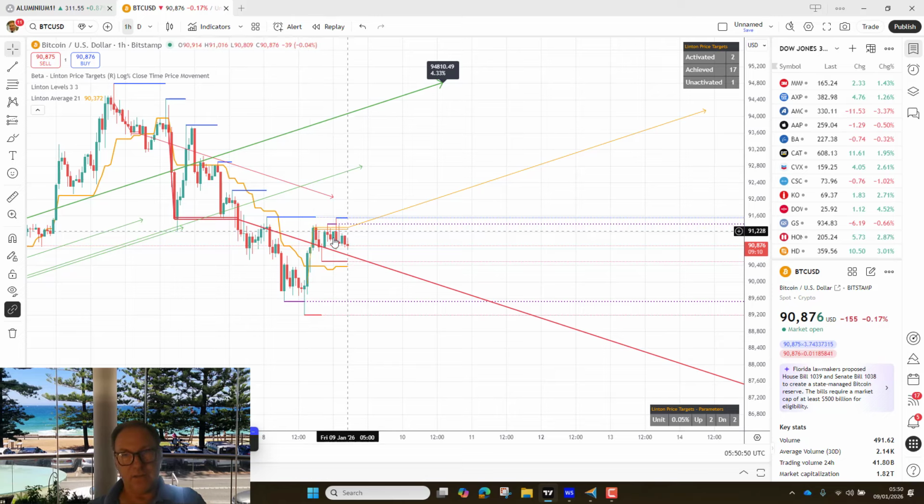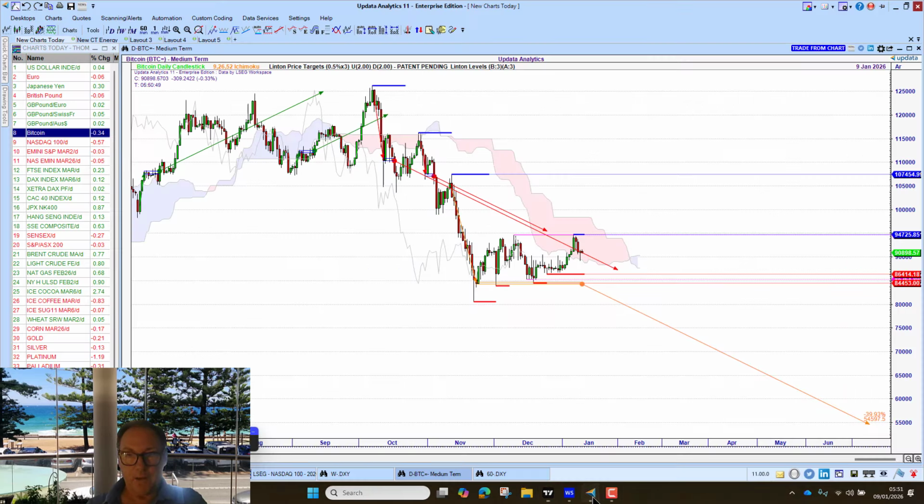This is the real resistance point there around 91,600. That's just 91,400. That's just weighing on the price. So looking at Updata, I've got the Linton levels in there. They're also in TradingView, and of course you could do this on Bloomberg as well. So all eyes are on which way we're going to break this consolidation range.